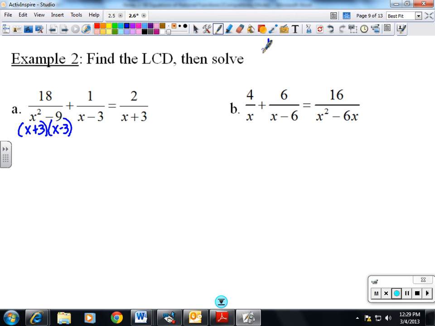Because if you think about it, if you had like 1/3 and 5/6, the common denominator here is 6, because 6 is 2 times 3. So because the 3 will go into the 6, the common denominator is 6. So because x minus 3 and x plus 3 will both go into these, my LCD is x plus 3 and x minus 3. I want to try to multiply the top by something that's going to make every single bottom cancel out.